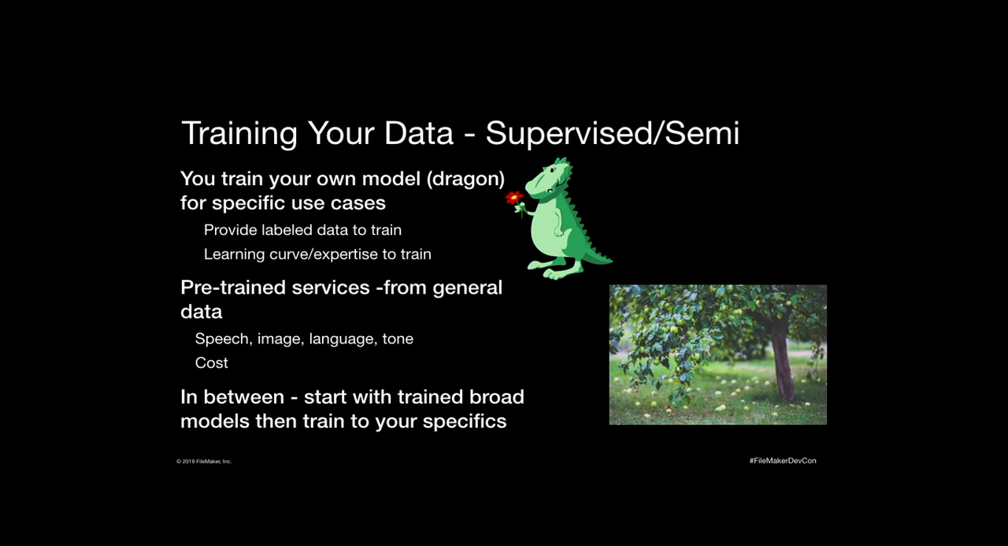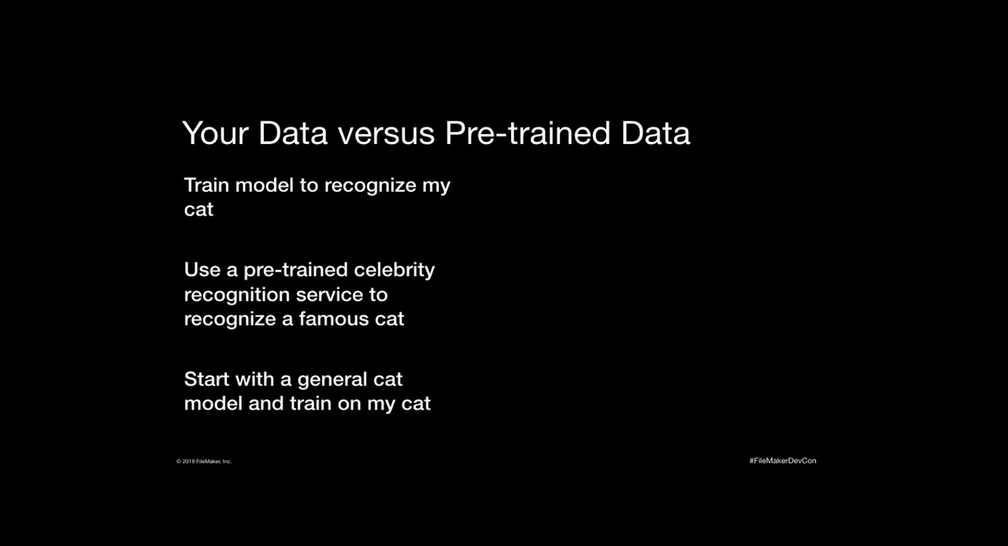There are two general ways, and then there's a lot in between. One is you can train your own model, train your own dragon, by providing a lot of data and then a learning curve or expertise to train the model. But the low-hanging fruit, and it's even lower now that we have an API economy, is to call pre-trained services, which are a lot of times called via APIs. And then there's a lot of in-between ways to train a model, where you start with a broad model and get to specifics.